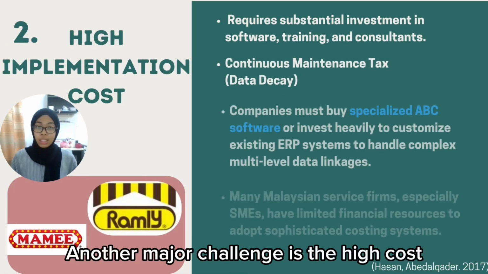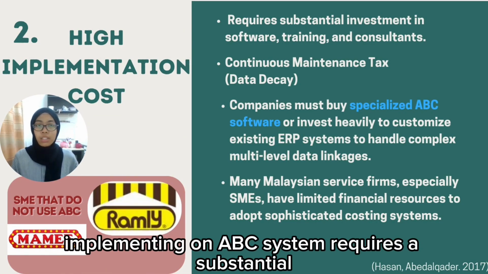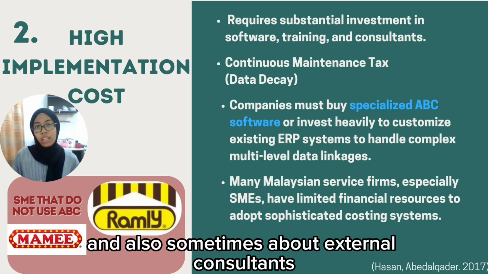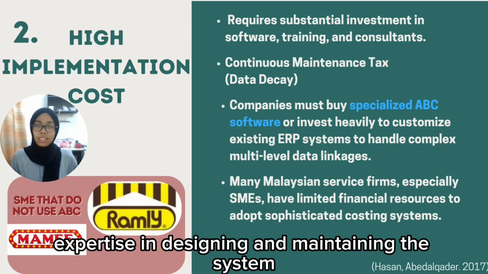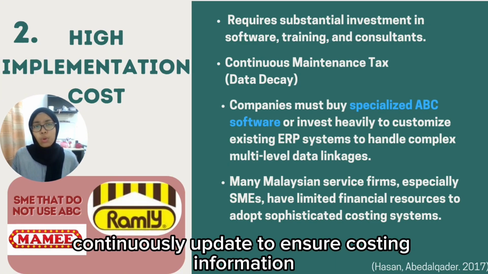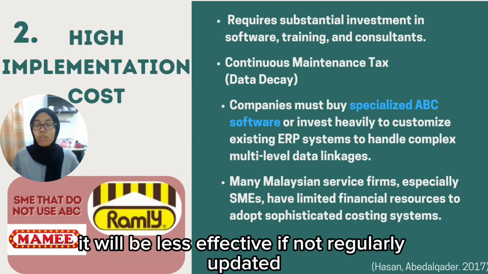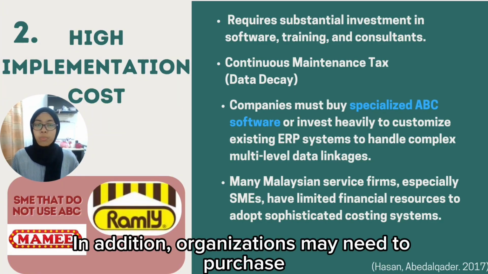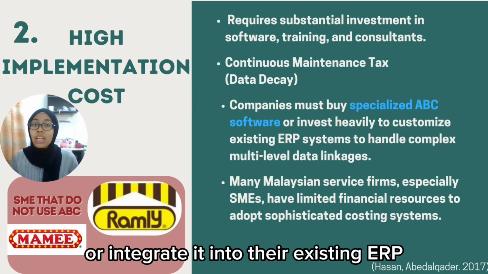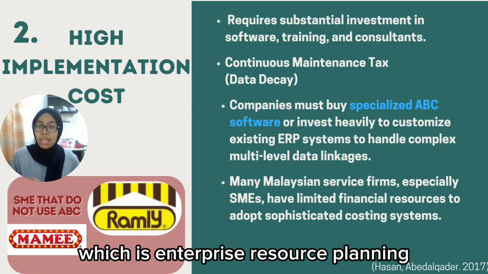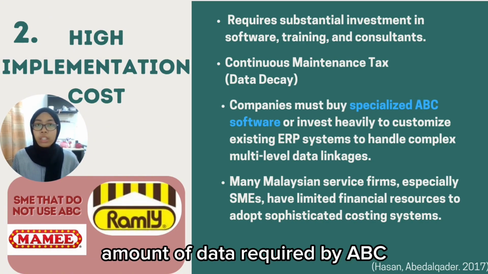Another major challenge is the high cost of implementation. Implementing an ABC system requires a substantial investment in technology, employee training, and sometimes external consultants who have expertise in designing and maintaining the system. We need to continuously update it to ensure costing information remains accurate and relevant, as it will be less effective if not regularly updated. In addition, organizations may need to purchase specialized ABC software or integrate it into their existing ERP, which is Enterprise Resource Planning. These systems often need to be customized to handle the large and detailed amount of data required by ABC.